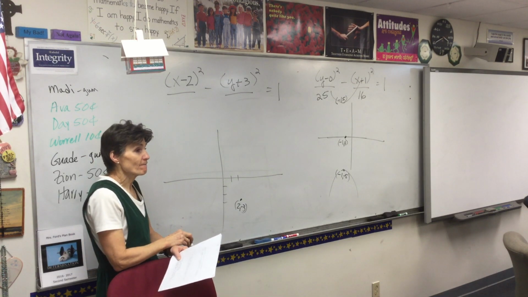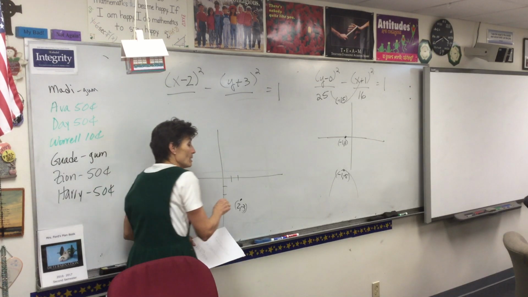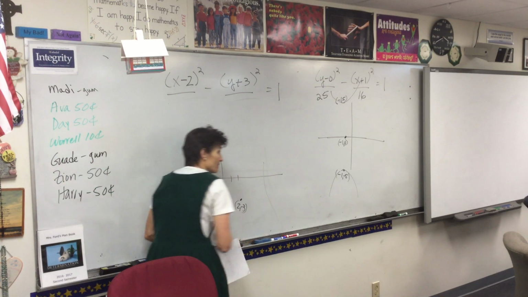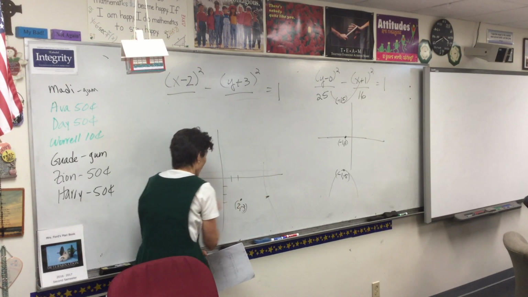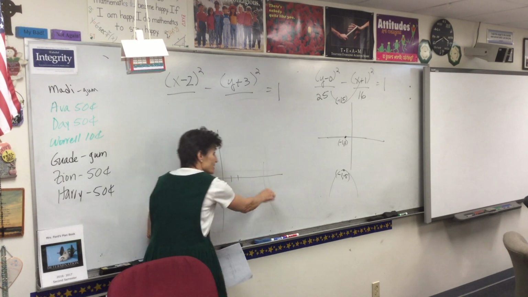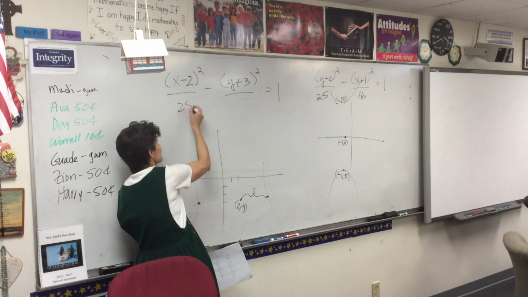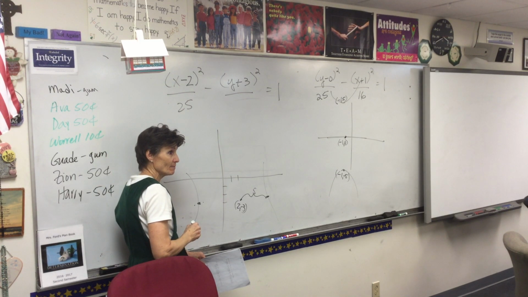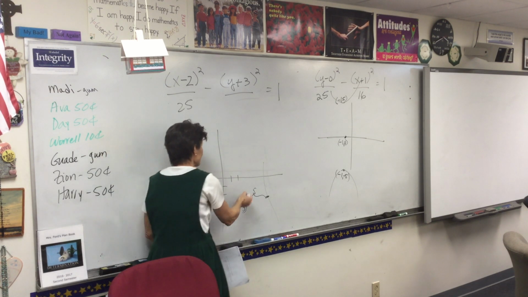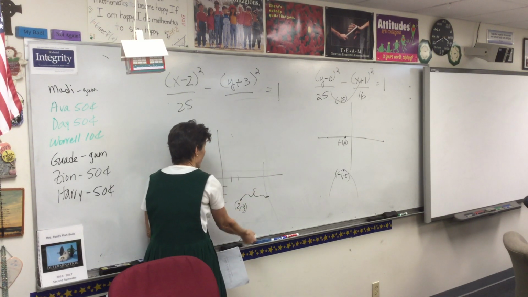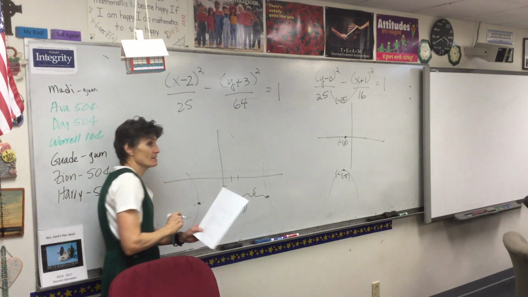The transverse axis is 10 units long. Now, this thing opens horizontally. That means the distance from here to here, all the way across, the transverse axis is 10. So I went forward 5, which means this is a 25, right? The conjugate axis is 16. So I go up and down 8, which means that is a 64.